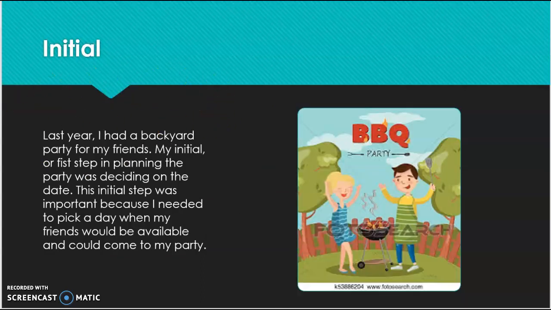So here's another example. Last year I had a backyard party for my friends. My initial or first step in planning the party was deciding on a date. I think that's probably, if any of you have ever planned a party before, like a birthday party, the initial step that many of you take. The initial step was important because I needed to pick a day when my friends would be available and could come to my party.